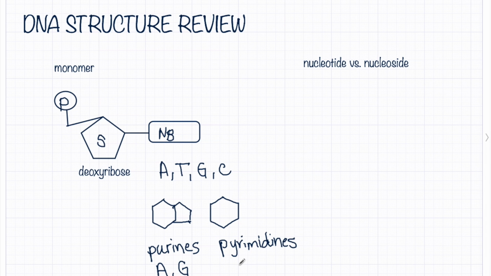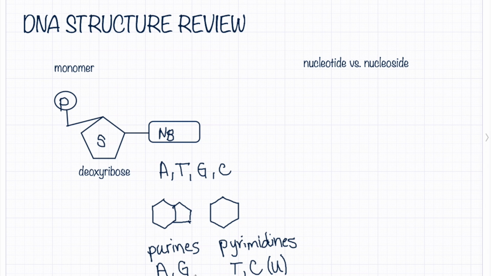And the pyrimidines include thymine and cytosine. And then, of course, if we were talking about RNA, which we're not, we would talk about uracil, which is the third pyrimidine. Now, if you're from Texas like I am, you might notice some important colleges here.